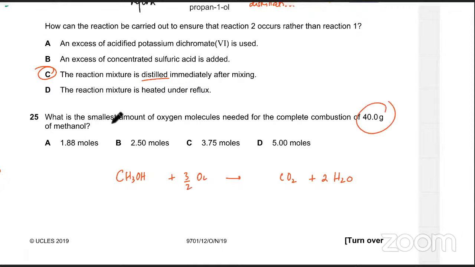So you've got 40 grams, and you can find the moles: 40 divided by the Mr. The Mr of this would be CH3 which is 15, plus OH which is 17. Can somebody double check this? 12 plus 3 is 15, and 15 plus 17 should be 32. So those are your moles: 40 divided by 32. Can anyone tell me the value? 1.25. So 1.25 moles, and it's 1:1.5.